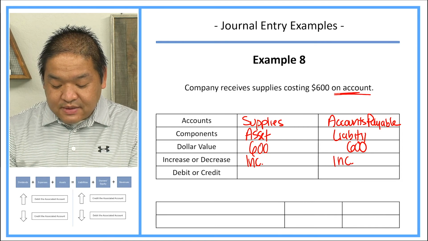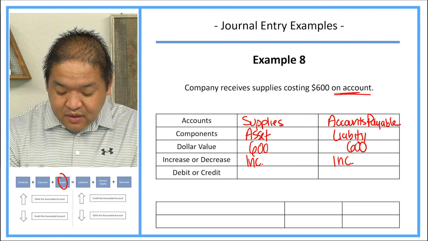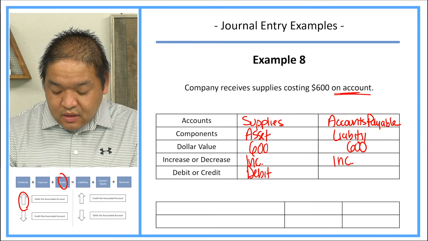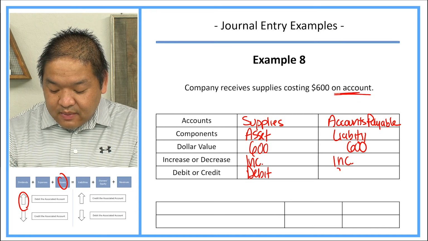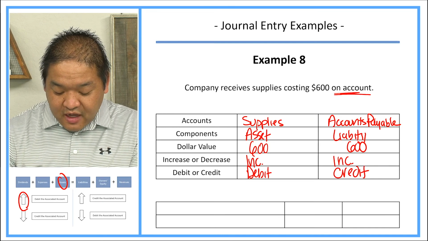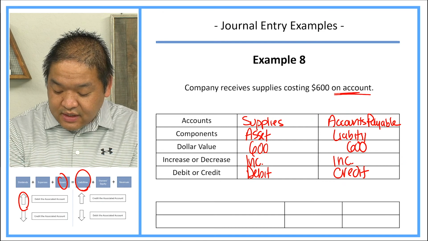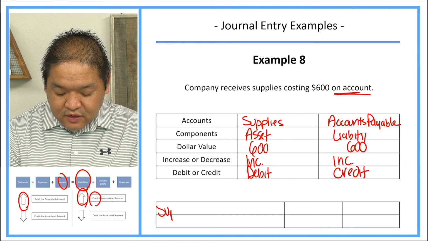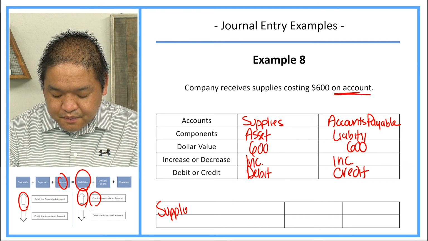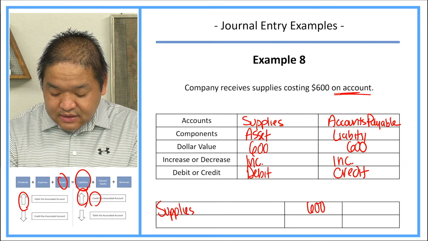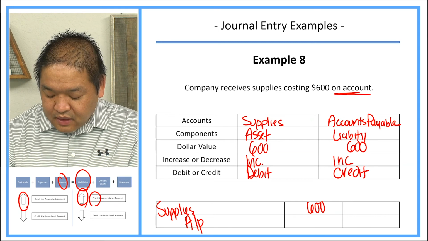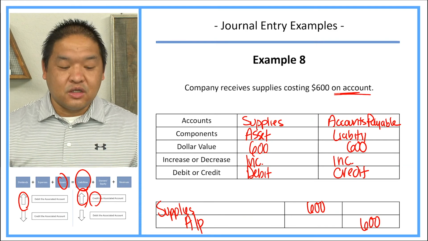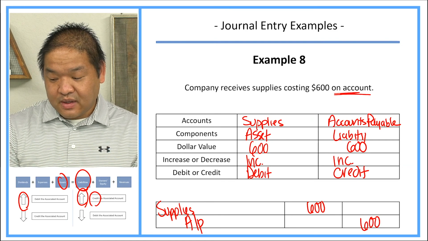Now we need to do the debits and credits. So supplies is an asset. Asset increases, that would give me a debit. Therefore, leaving me with a credit for accounts payable. I can check that work. Liabilities, it increases, credit as well. So supplies is going to go first in the amount of $600, and then accounts payable is $600. Okay, so that would be our journal entry there.